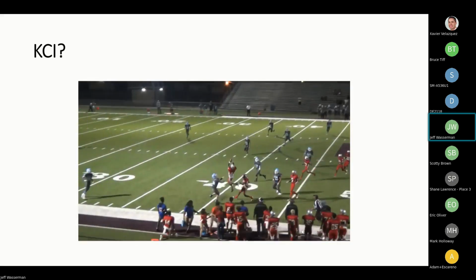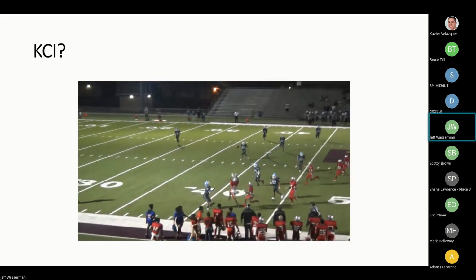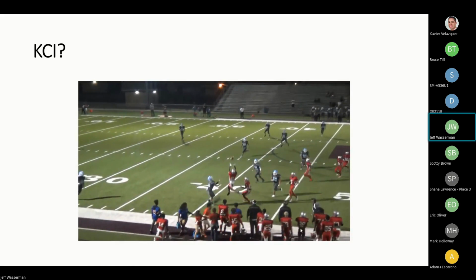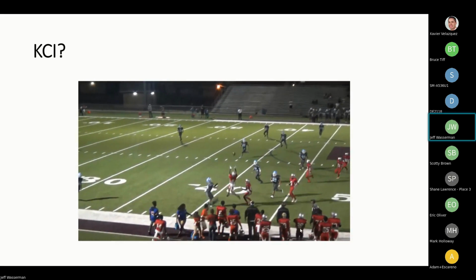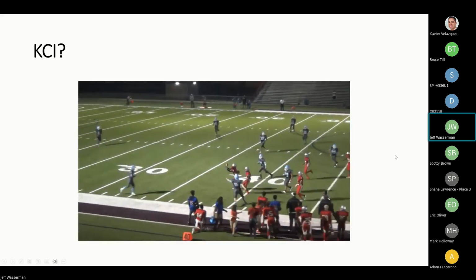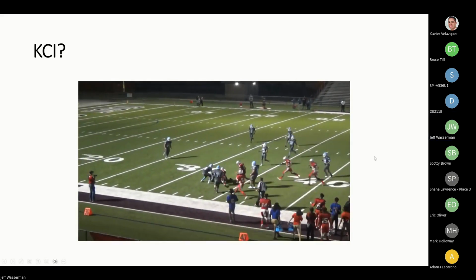And we certainly have KCI. We've got a player in position to catch the ball, and he is not given the opportunity to catch it. And you'll notice that the guys who were offside or close to being offside, they're downfield. I mean, it makes a big difference if you don't treat that restraining line like a plane. All right, next video.